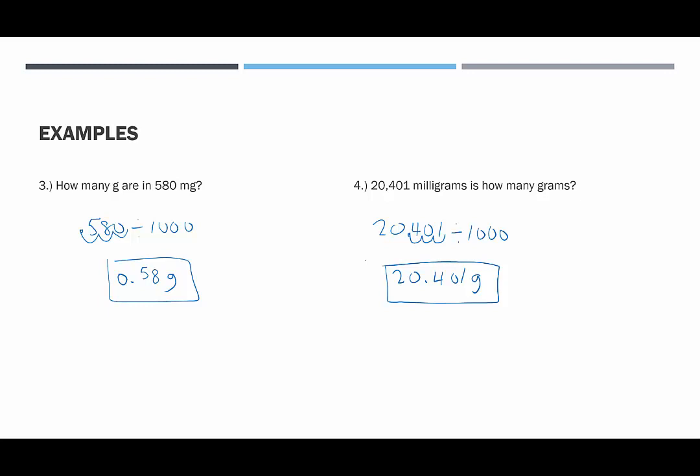These have been examples of converting from milligrams into grams by dividing by 1,000 or by moving the decimal point 3 places to the left.